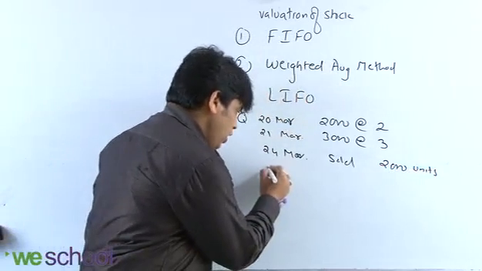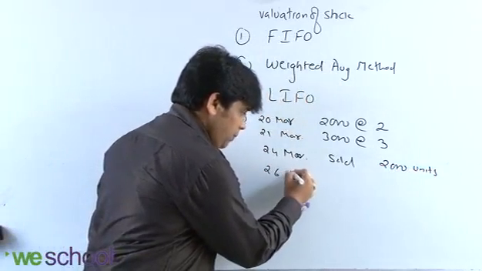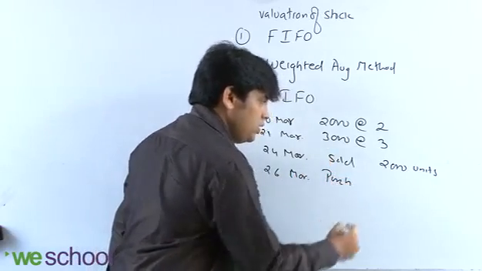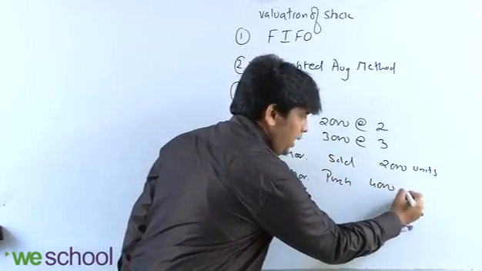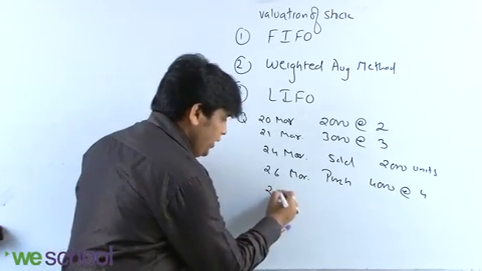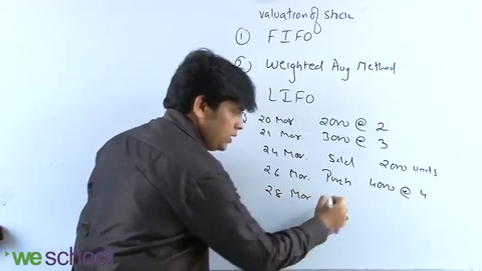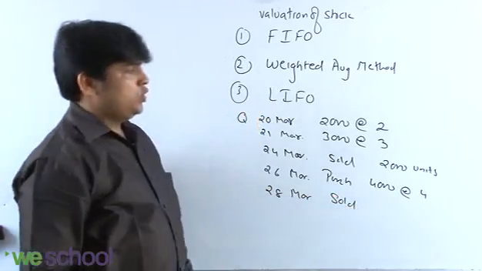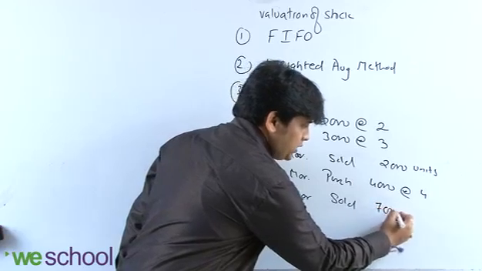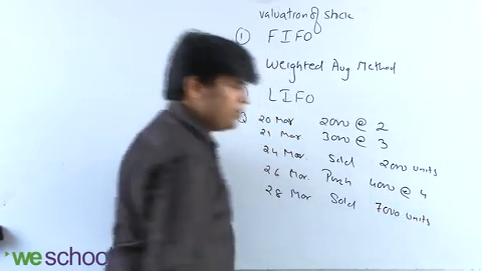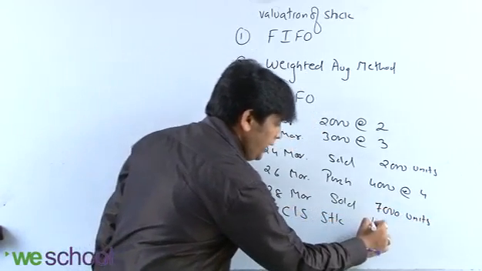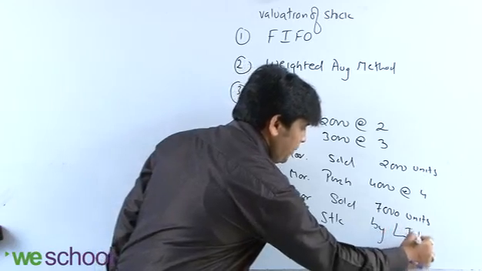Okay, then on 26th March, again purchased 4,000 units at the rate of 4. On 28th March, sold 7,000 units. What is the closing stock by LIFO method?